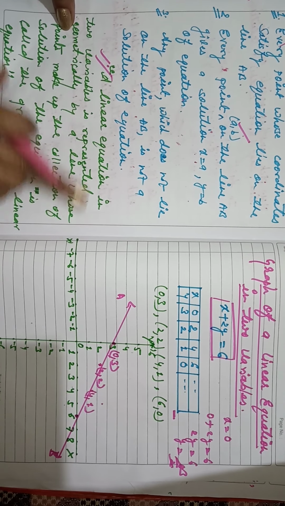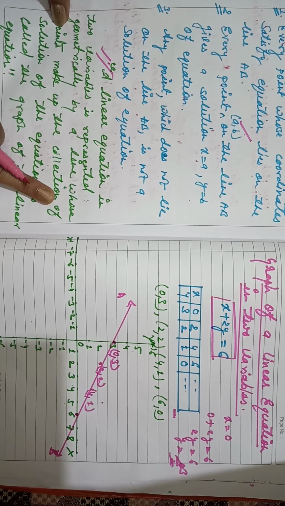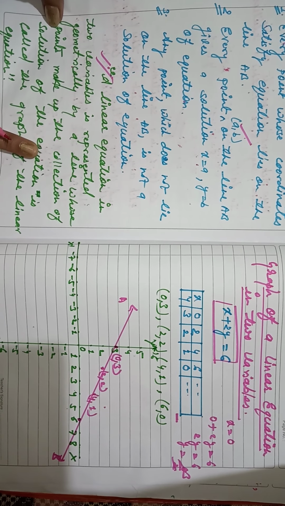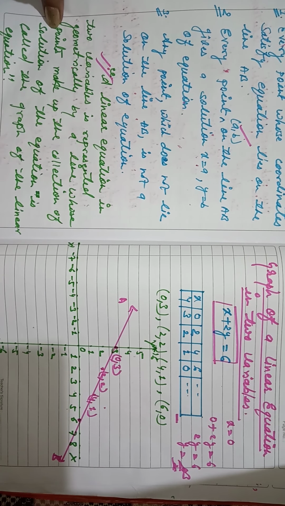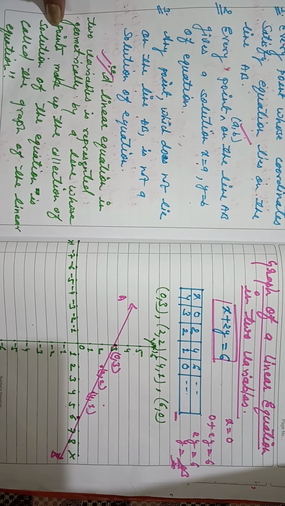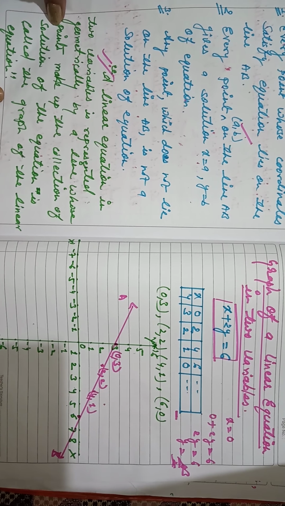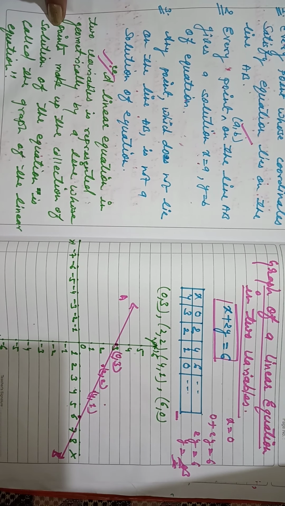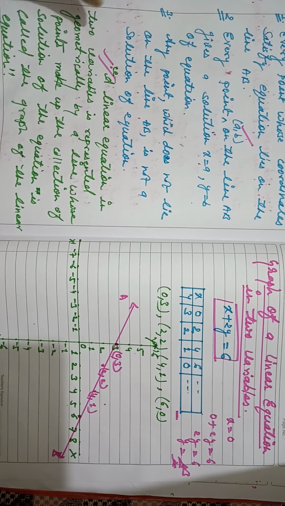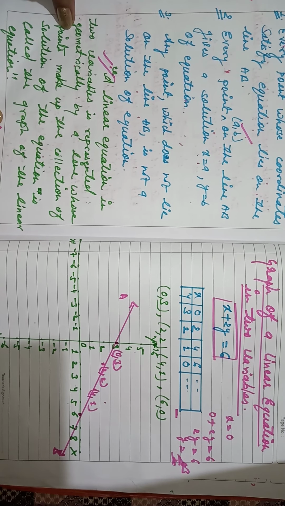A linear equation in two variables is represented geometrically by a line whose points make up the collection of solutions of the equation, and it is called the graph of the linear equation. I hope you all understood how we draw the graph of a linear equation, and how we locate the points on the graph paper or Cartesian plane.